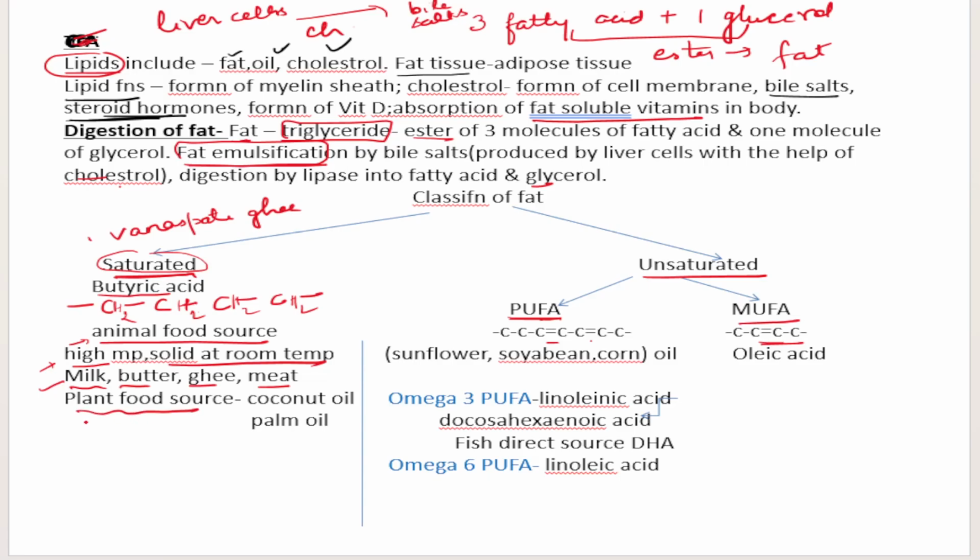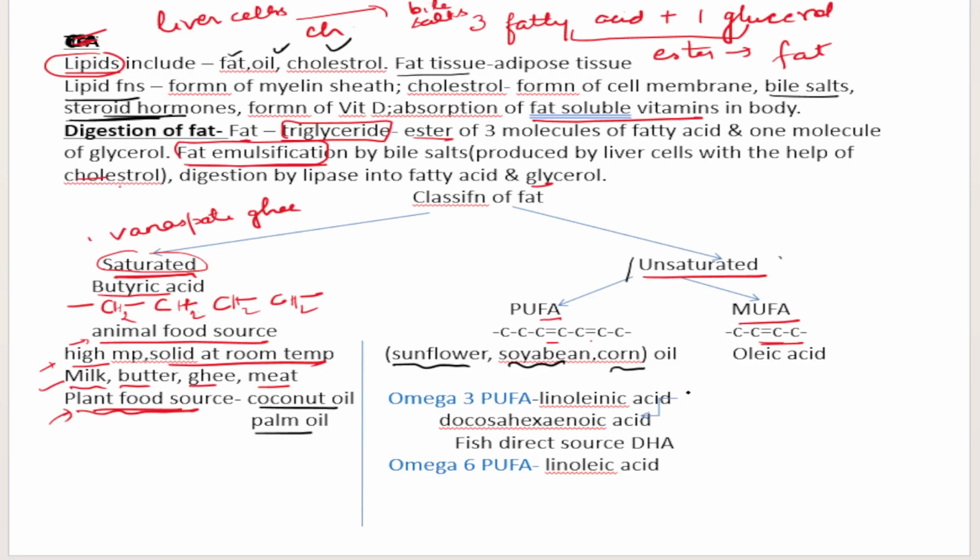And certain plant food sources also give saturated fat. These plant food sources include coconut oil and palm oil. Now we come to unsaturated fats. The first is polyunsaturated fatty acids. These have more than one double bond. Examples of polyunsaturated fatty acids include sunflower oil, soybean oil, corn oil, etc.